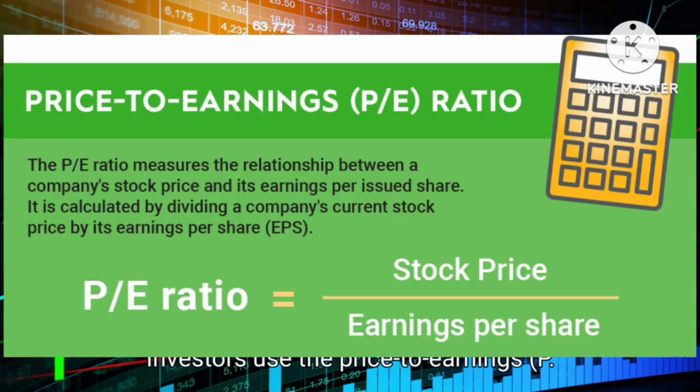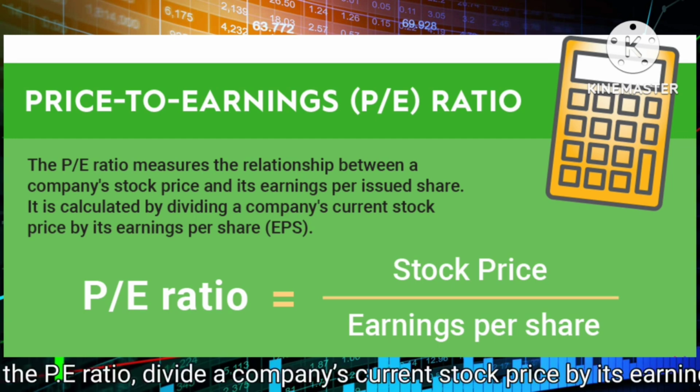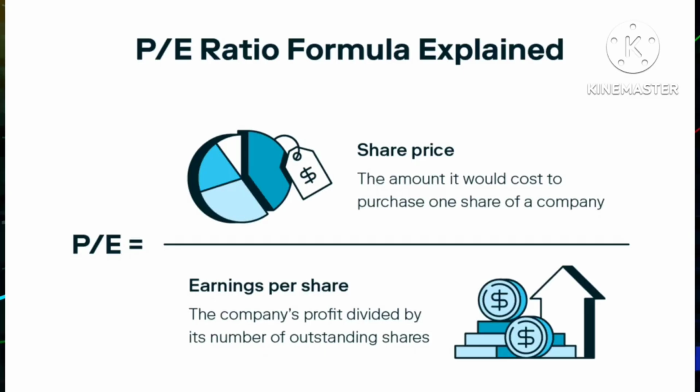Price to earnings, PE ratio. Investors use the price to earnings, PE ratio, to determine a stock's potential for growth. It reflects how much they would pay to receive $1 of earnings. It's often used to compare the potential value of a selection of stocks. To calculate the PE ratio, divide a company's current stock price by its earnings per share. A company's PE ratio would be 9.49.